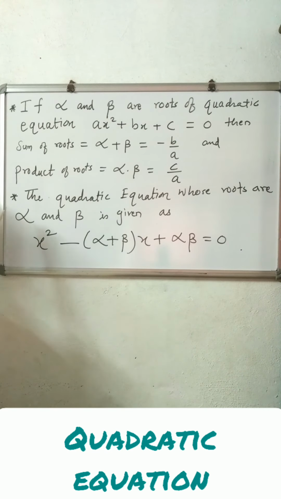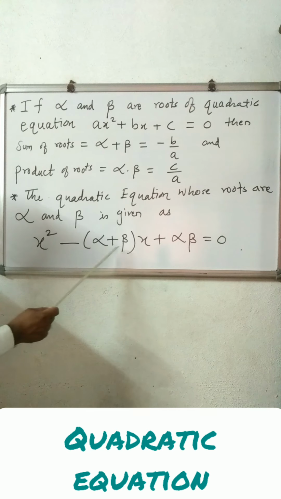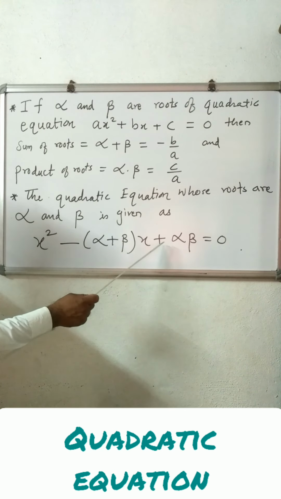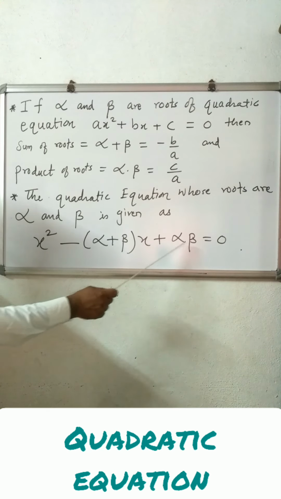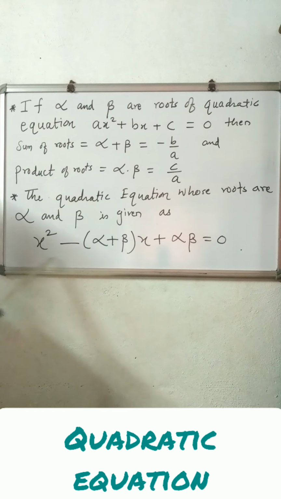Now the next note: the quadratic equation whose roots are alpha and beta, if roots are given as alpha and beta, is given by the formula x square minus (alpha plus beta) x plus alpha into beta. This is the general equation of quadratic equation in alpha and beta. So note down these formulas and learn these formulas by heart.